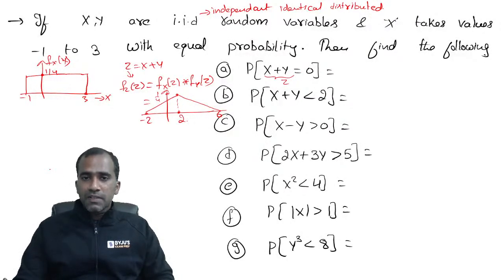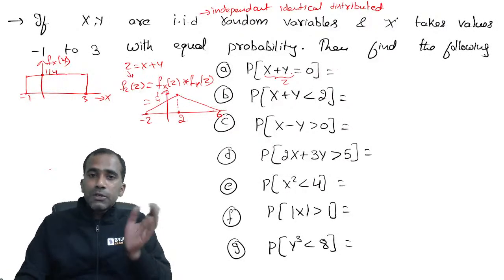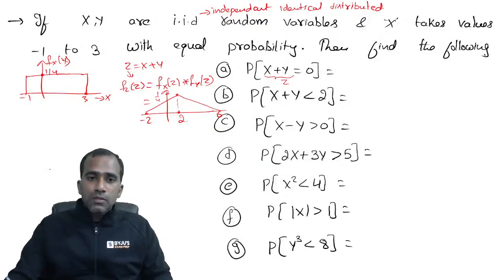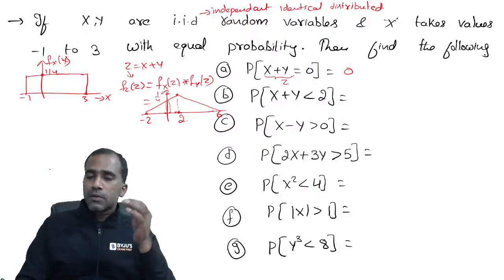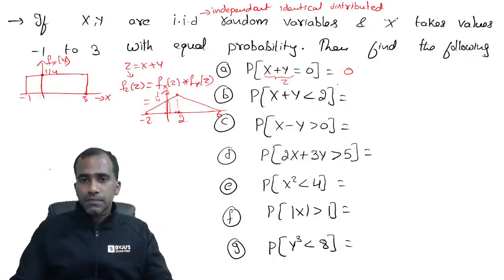So what is the probability of X plus Y equal to 0? It means they're talking about the probability of X plus Y taking values from 0 minus to 0 plus. What is the area? The area is 0, no? For a continuous random variable, the probability at a particular point is generally 0 unless there is an impulse, right?